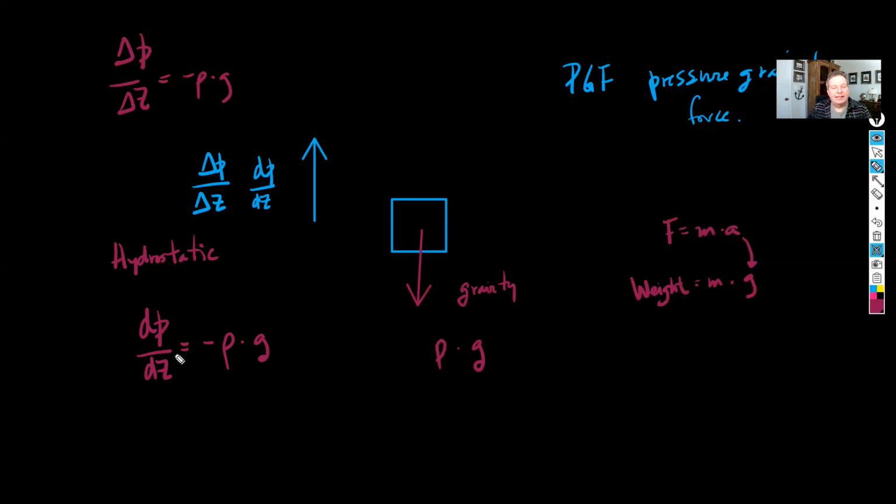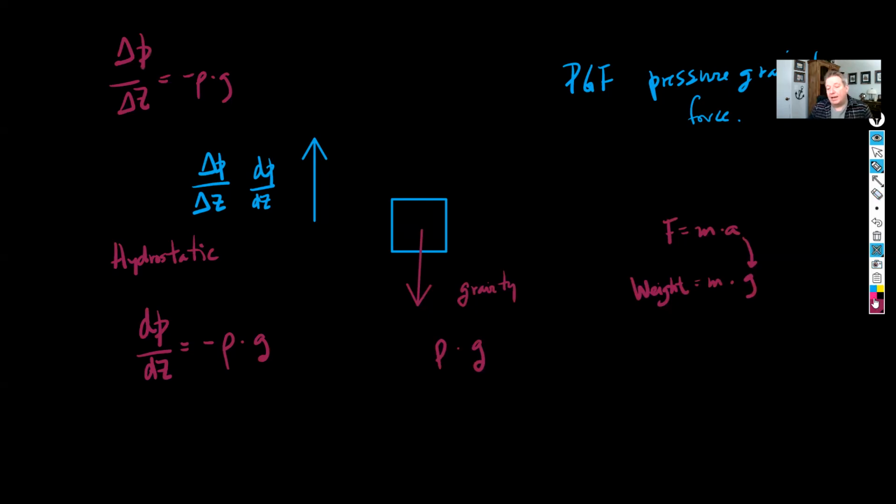The hydrostatic is the fact that the pressure gradient that says the air wants to go up, move from high pressure near the ground to lower pressure up, is balanced by the weight of the air down, which is gravity. Okay?